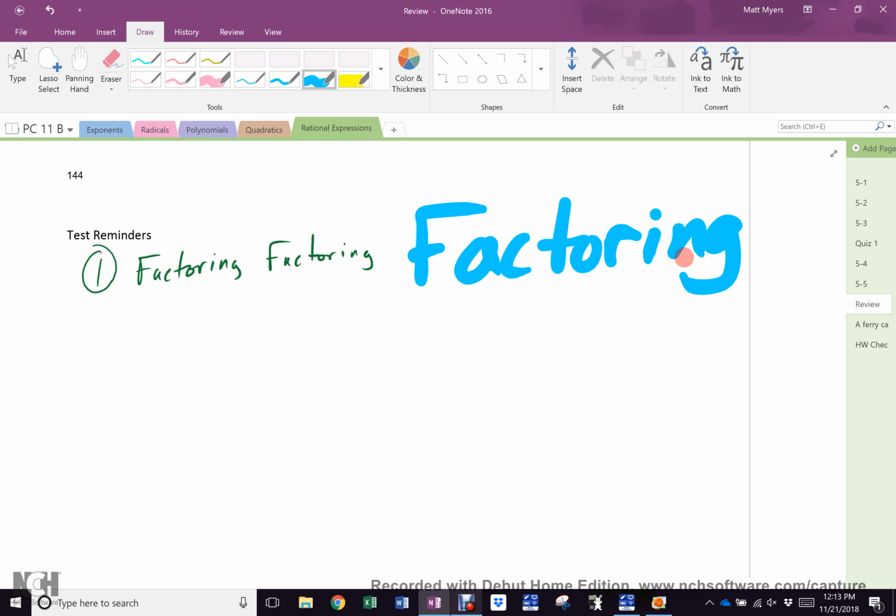Factor some more. Hey, I don't know what to do. Factor. Hey, Mr. Myers, is this right? Have you factored? Everybody with me? Factor. Is there any other skill needed for this unit that is new to grade 11? Is there?